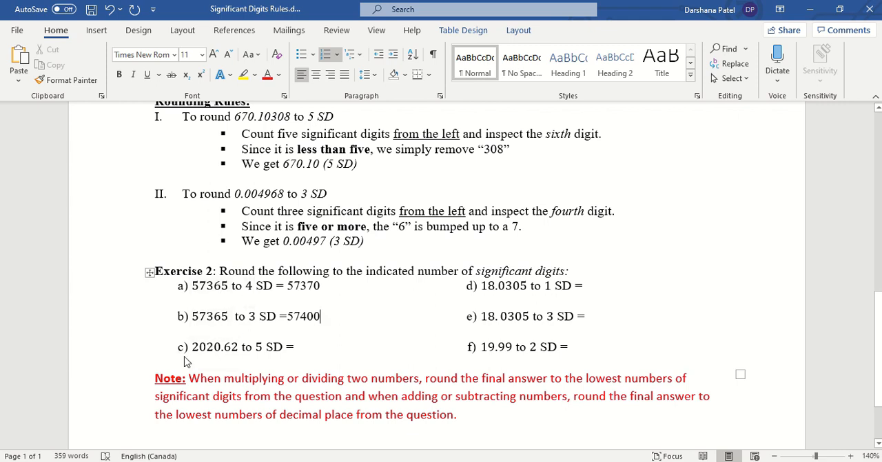Okay. For C then, 2020.62, I want to make it 5 significant digits. So 1, 2, 3, 4, 5, 6. I look at the 6th digit. Because it's 2 only, I just totally ignore that and my number here will be 2020.6. It is 5 significant digits and closest to that number.